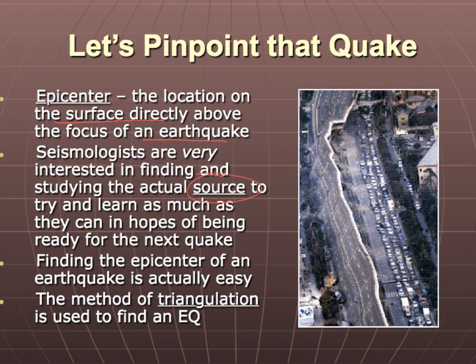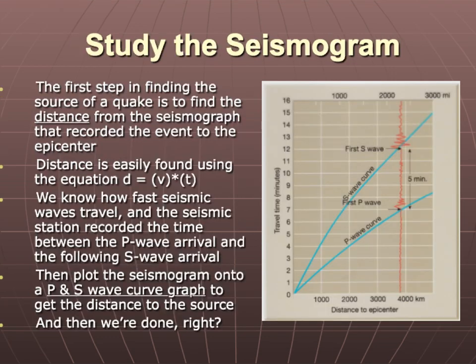So finding an epicenter of an earthquake, in theory, is actually pretty darn easy. The method that is used is triangulation. And obviously the key to that is 3, triangle. Locating anything in two-dimensional space along the surface of the Earth on a map, all you need is 3 frames of reference, so triangulation. So let's take a look.